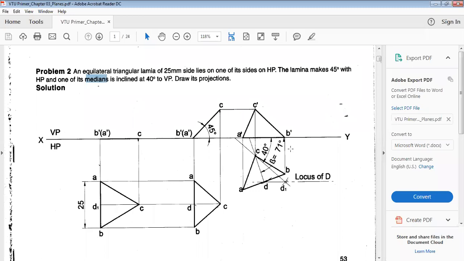So if you find this in the problem, then immediately you should judge that the problem is going to come under either alpha or beta problem. If it is resting on HP, that is beta. If the lamina is placed on VP, then it is going to be called an alpha angle problem. And how to draw, what is the procedure to draw it, that I will come back to. But it is very, very essential that before you solve it, you check whether the problem falls under the first basic problem, or is it alpha, or is it beta. That is very, very important.